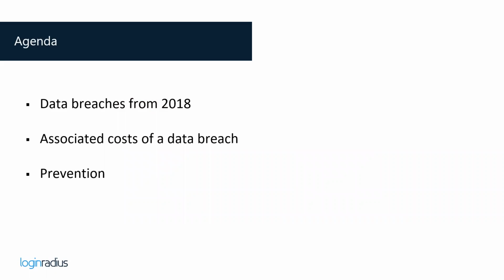So here's just a brief overview of what we're going to be discussing today. We're going to be looking at the data breaches that happened in 2018 and some associated statistics, and really the costs of those data breaches as well. And then what it comes down to is prevention. So we're also going to touch on how you can prevent these data breaches from happening to you.